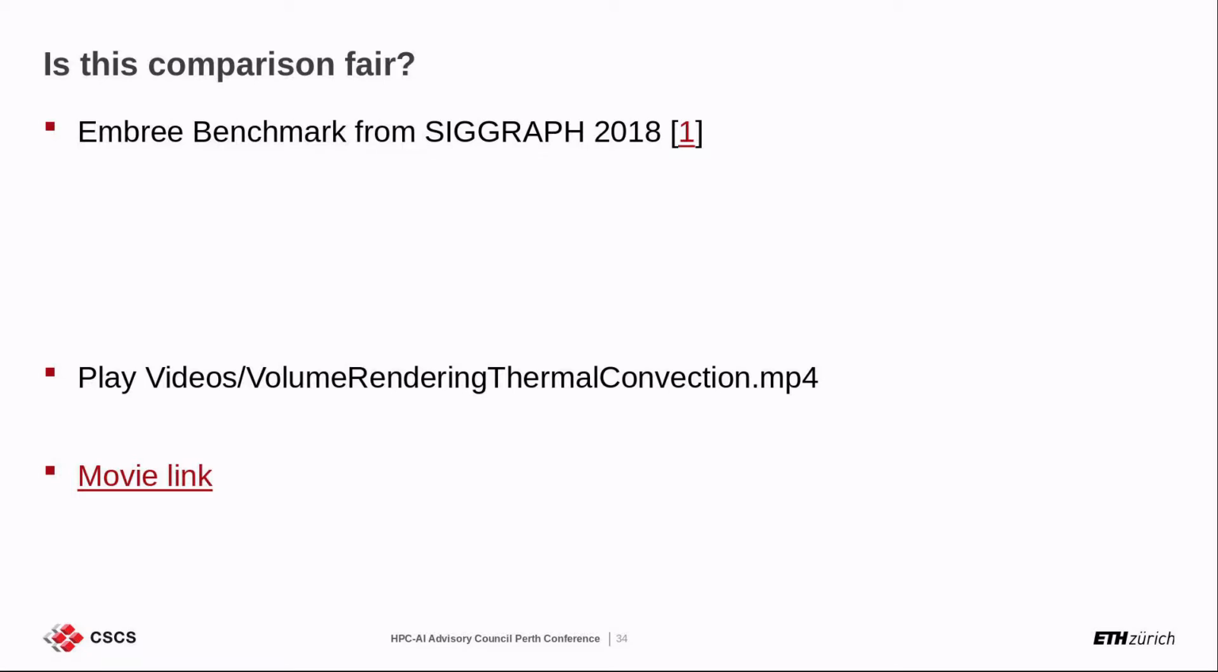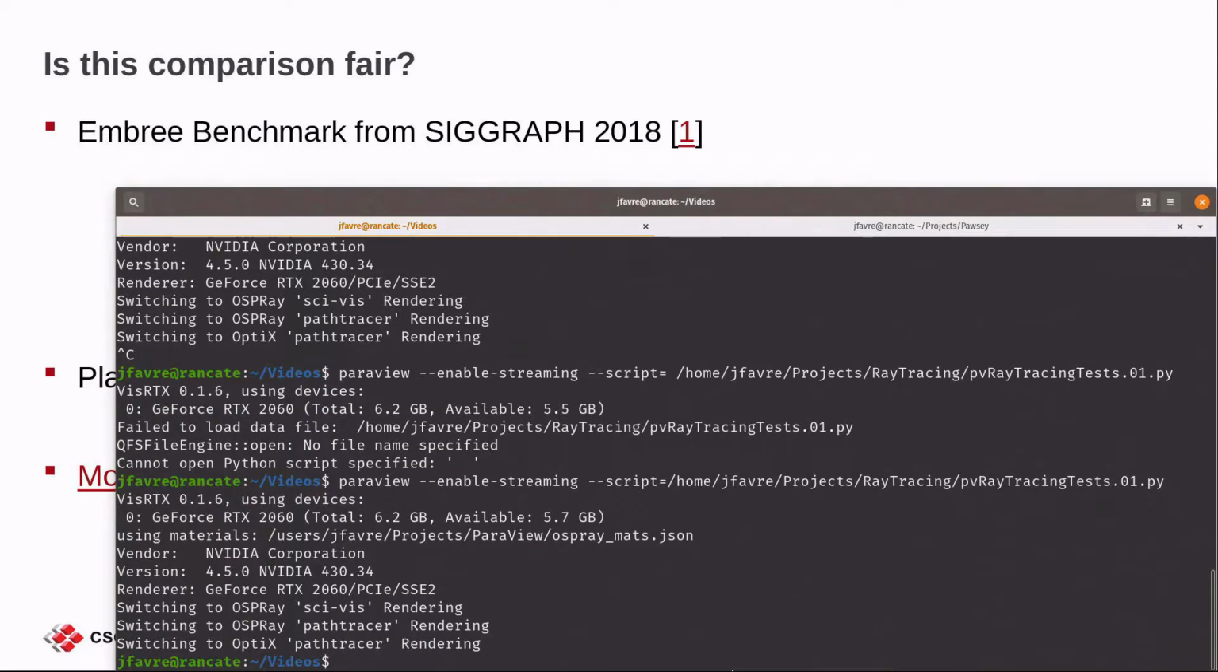Is the comparison fair? Is it fair to compare a CPU and a GPU? Well, it turns out, yes, it is fair, absolutely. I have here a link for you to look at this SIGGRAPH from last year, where you see a benchmark that was done by somebody else, so I don't have any bias towards the benchmark, and they also showed that similar performance was attained with both libraries. So I will now show you the movie so that we know this is about visualization, right?